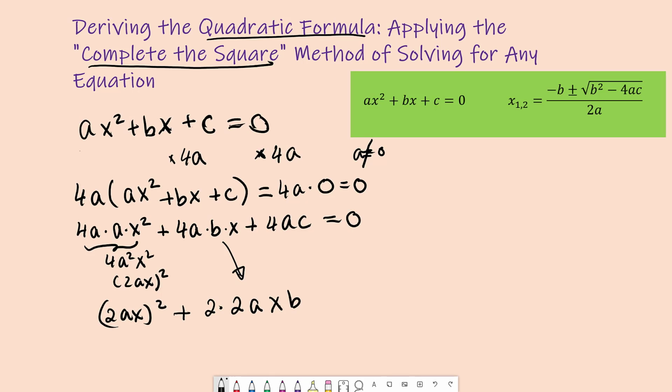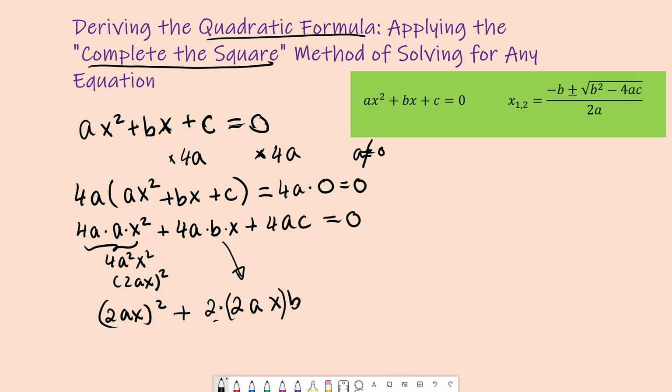What does this term look like? It looks like 2 times 2ax times b, right? And that's what I wanted it to look like. I don't really need to write this twice here. I'll erase this quickly and clean this up. I'll just put these parentheses around 2ax. The parentheses are meaningless because all these operations are the same.